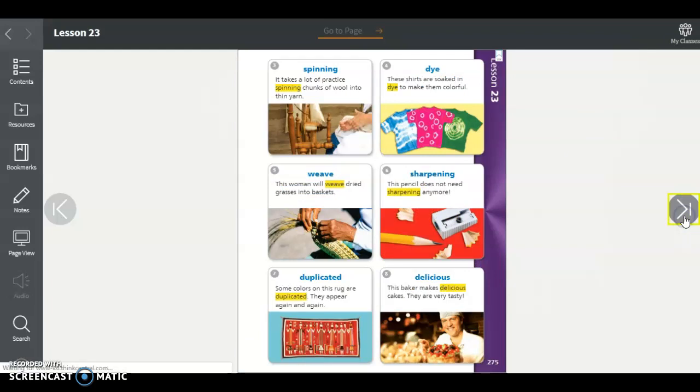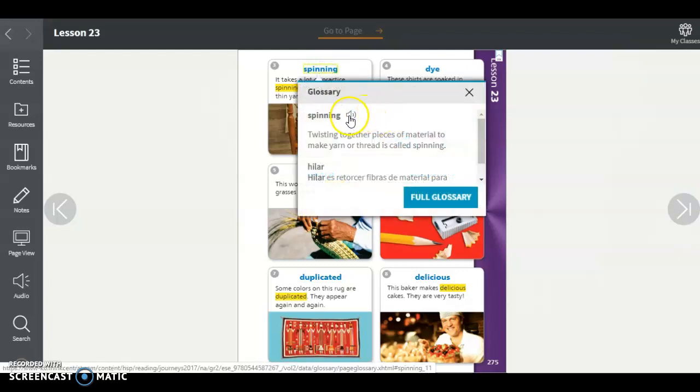Okay. Spinning, everyone. Say it. Spinning. It takes lots of practice spinning chunks of wool into thin yarn. Think about it. What do you think spinning means? Spinning. Twisting together pieces of material to make yarn or thread is called spinning.